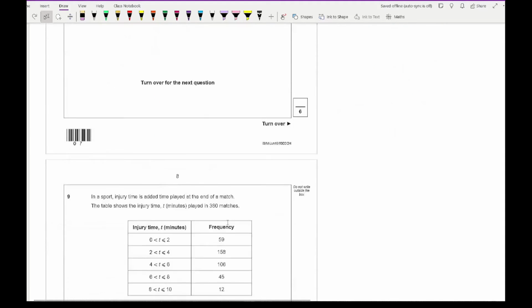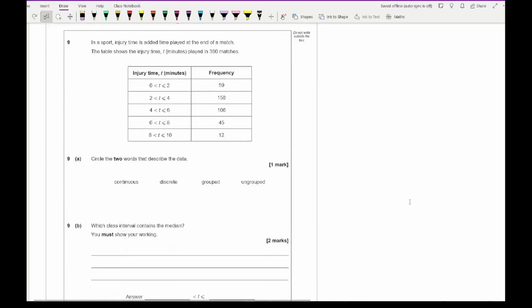Then looking at question 9, it says in a sport, injury time is added at the end of a match.